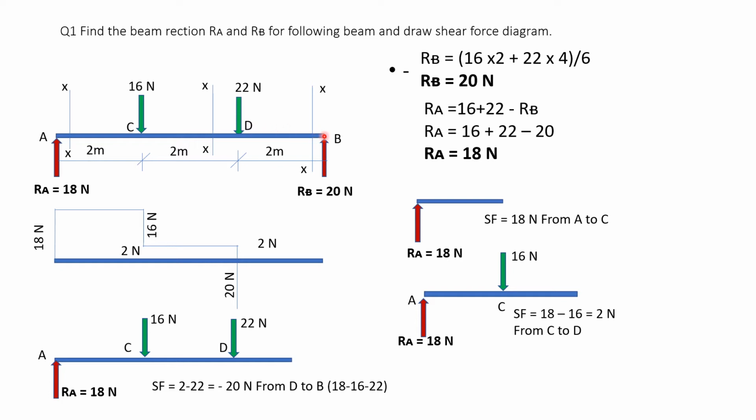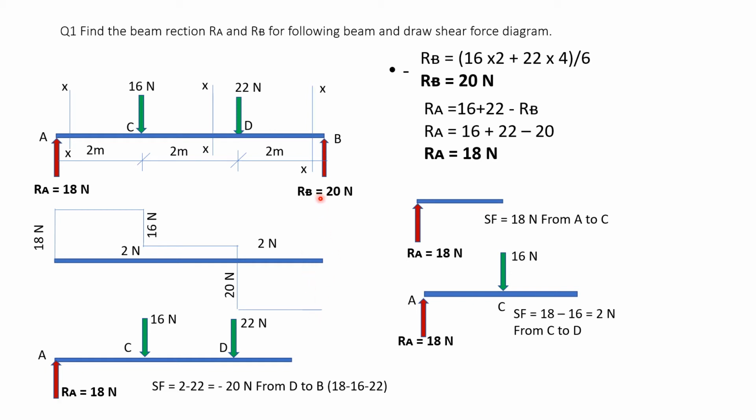So from D to B, here will be a horizontal line of minus 20 because shear force from D to B anywhere is minus 20. So this is how I am showing this minus 20 horizontal line. So anywhere here it is minus 20.